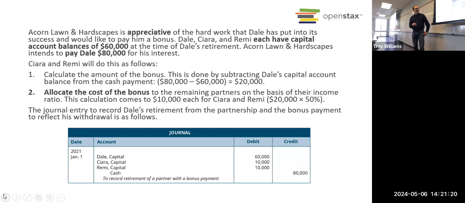So Dale had $60,000 of capital. That's getting closed out of his capital account. Ciara is contributing $10,000 out of her capital, and Remy's contributing $10,000 as well. So they're giving a $20,000 bonus to Dale. So he gets not only his $60,000, but $20,000 more. He walks away with $80,000 in cash. Okay.